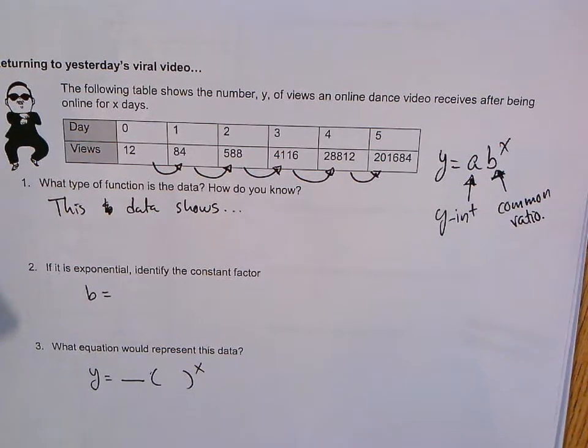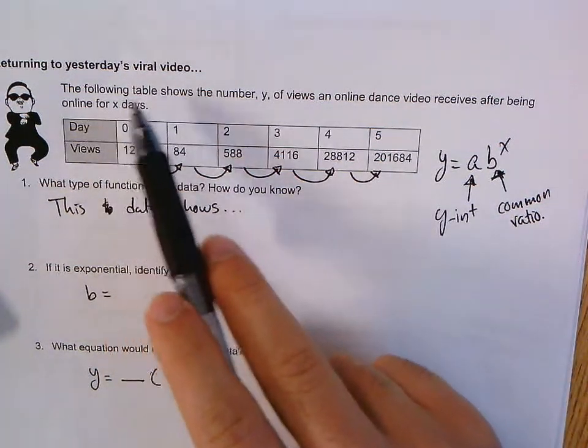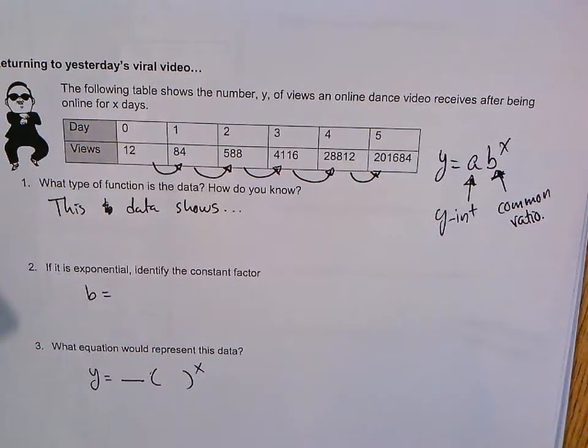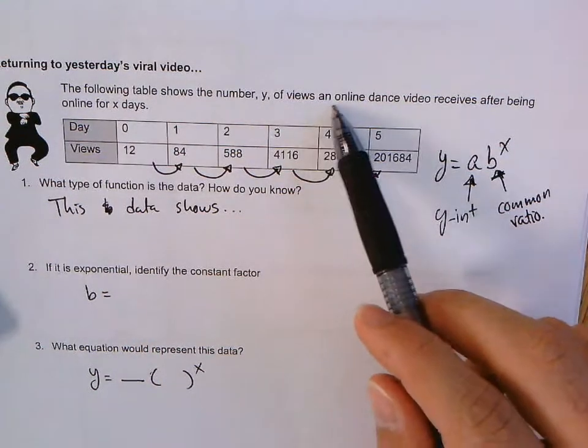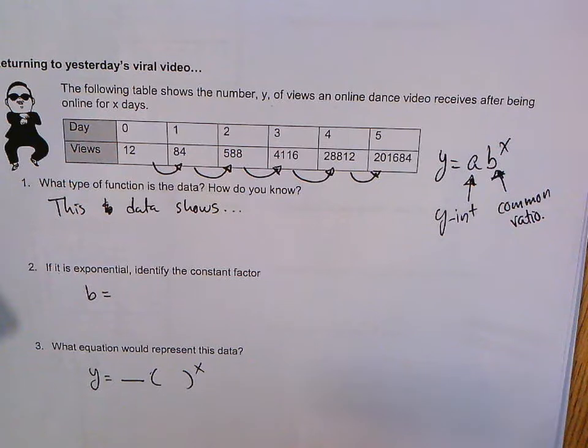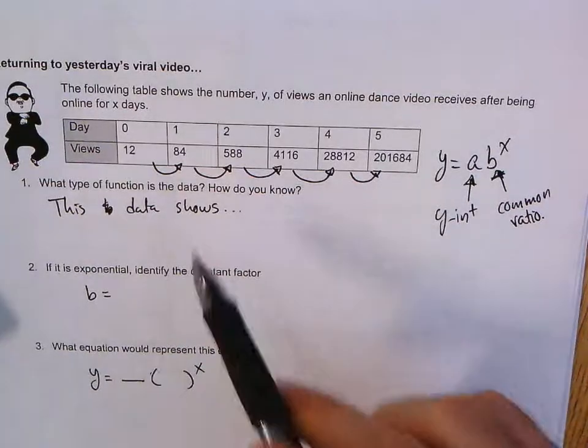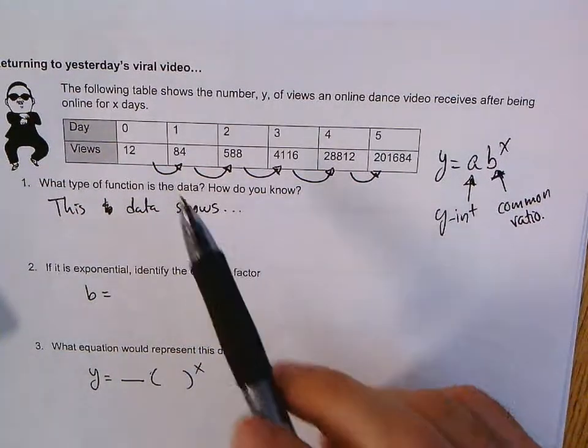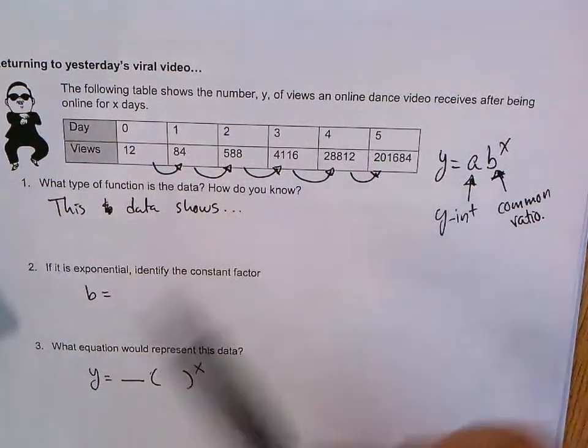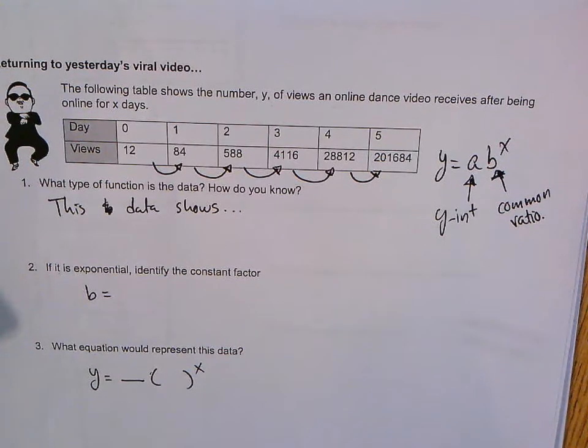Now, let's read this very quickly. It says the following table shows a number y of views an online dance video receives after being online for X days. And then the first question says, what type of function is the data and how do you know? When they ask this question, what they really want to know is this function linear or is this function non-linear?